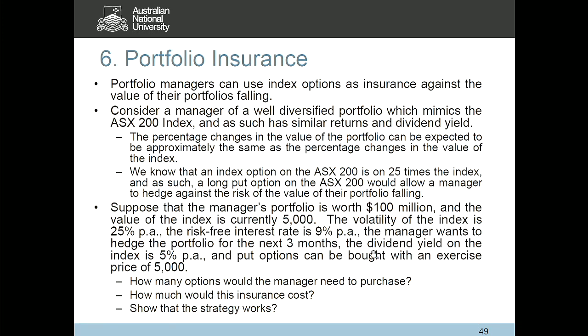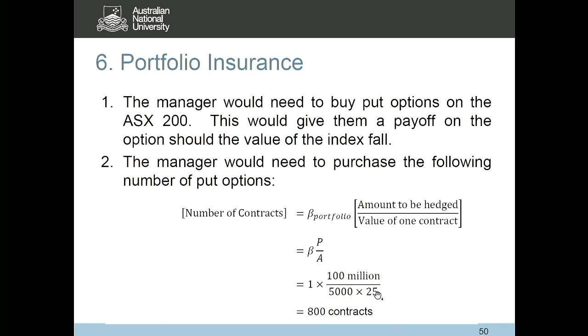So each contract is covering 5,000 points, and that needs to multiply by $25, and that amount needs to be adjusted by your portfolio beta. So in this question, it's very convenient. Your portfolio beta is 1, so identical to the market portfolio. So you need 800 put option contracts to hedge your portfolio, right? This formula is identical to the formula you learned in week 2.